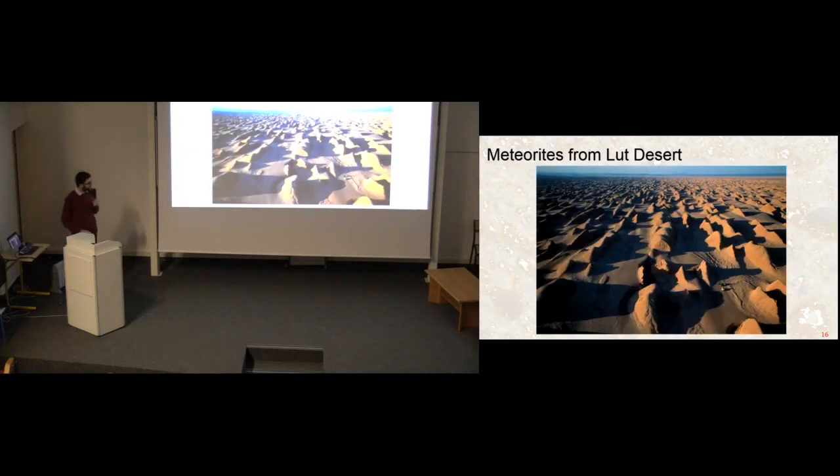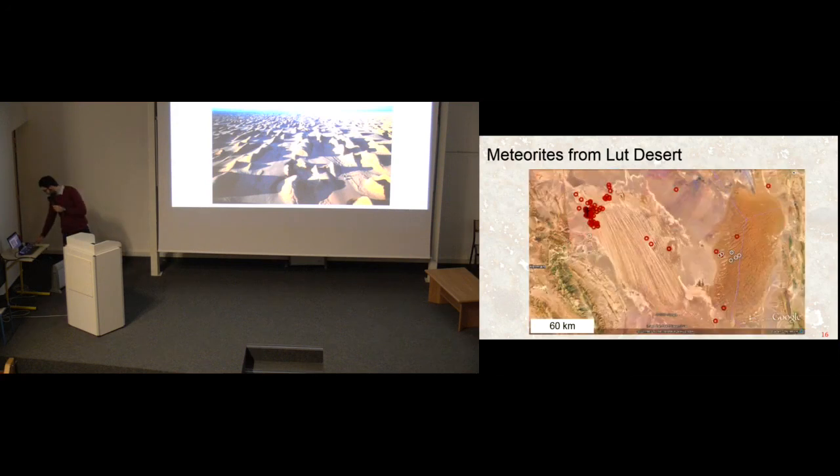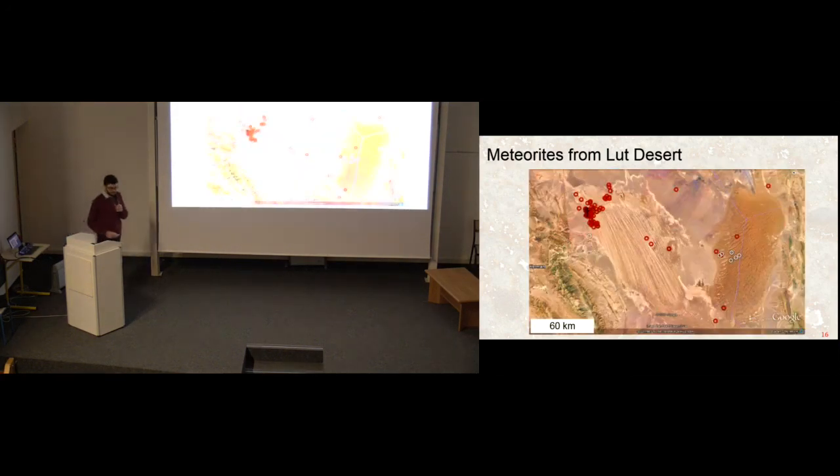Focusing on the kalut structure, this is the kalut structure from the air. If we go 50 meters above the ground, we can have this kind of view of the kalut structure, which is the focus of this study and the area with the highest number of meteorites. This map is showing the meteorites which have been found in the Lut Desert.